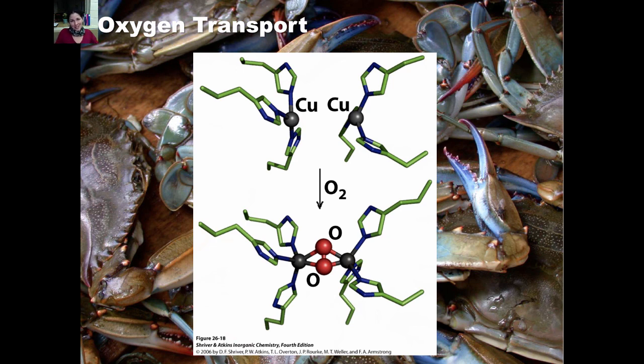So now we've seen some examples of the metal ions that are playing some important roles in biology based on their specific properties.